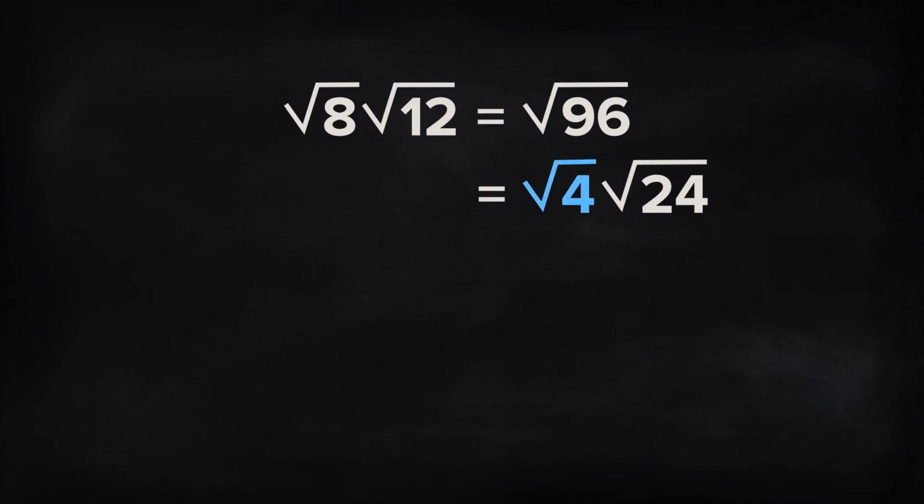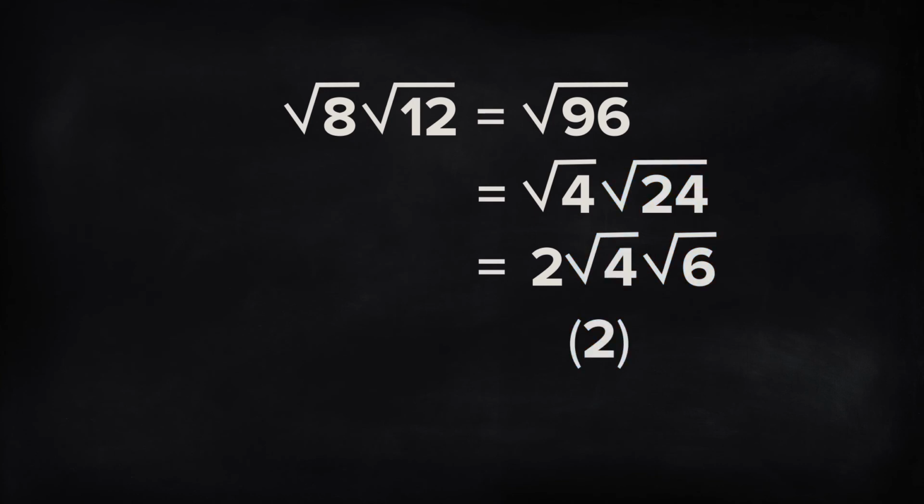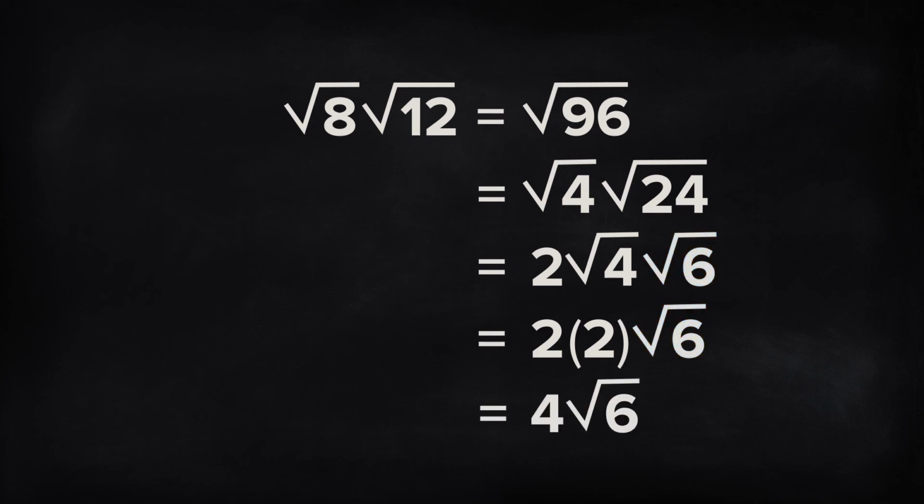Now the square root of 4 is 2. 24 has a perfect square factor. It's 4. The other factor is 6. The square root of 4 is 2. Now we'll have to multiply it by the other coefficient, 2. The square root of 6 can't be simplified further. The answer is 4 times the square root of 6. That's the same answer we got when we simplified first.